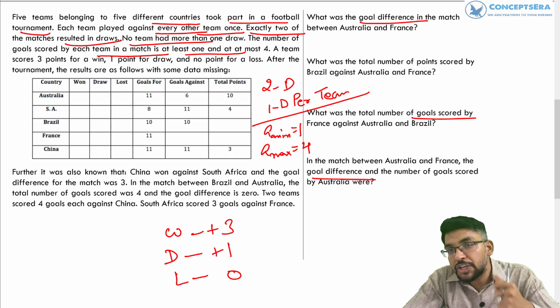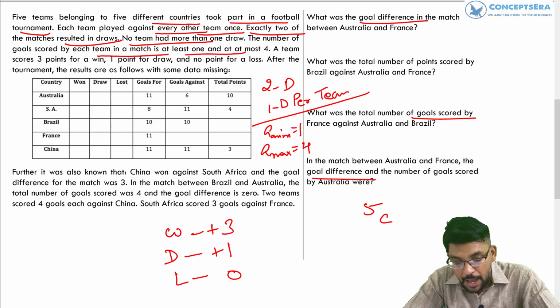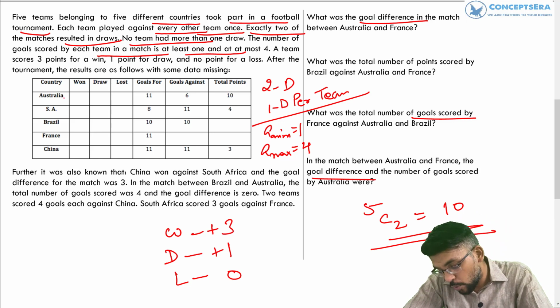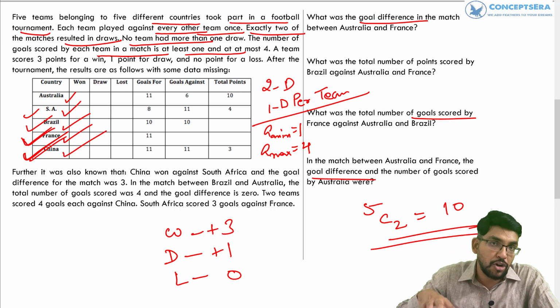And as we know, each team is playing with another team exactly once, and there are 5 teams. So the number of matches which are going to happen will be 5C2, which is equal to 10 here. Or you can calculate in a different way also. You can see one match between Australia and South Africa, Australia and Brazil, Australia and France, Australia and China. Other ones: South Africa and Brazil, South Africa and France, South Africa and China. Finally, look at Brazil also: Brazil and France, Brazil and China, and finally France and China. So these are the 10 matches which are actually going to happen here.